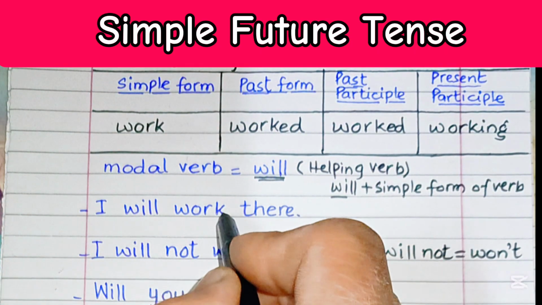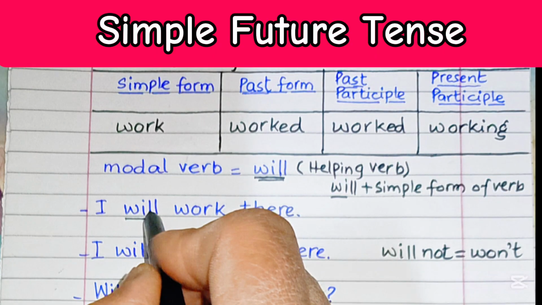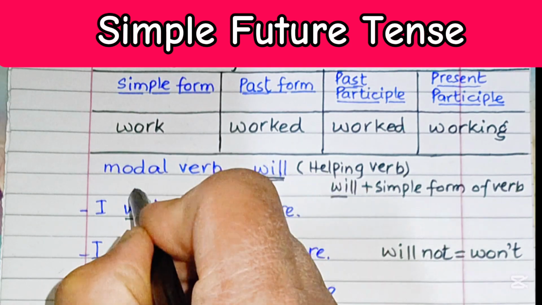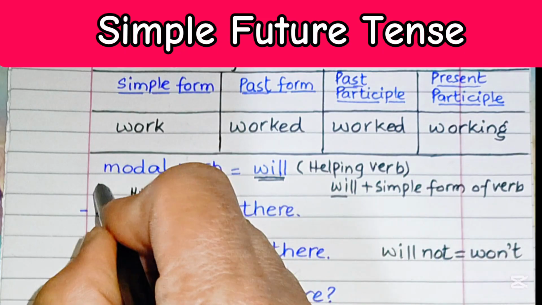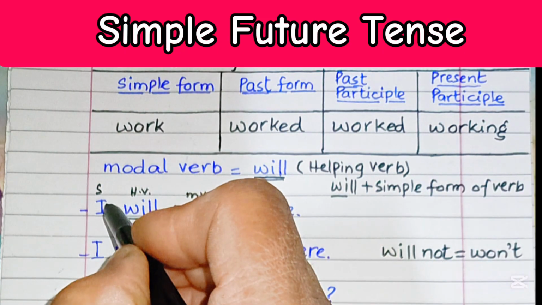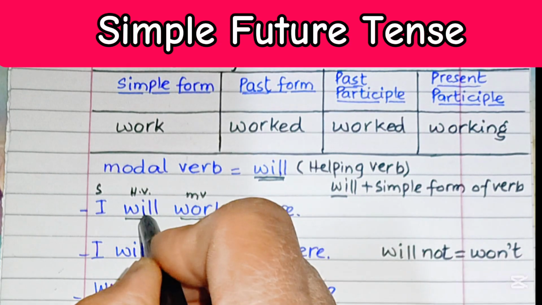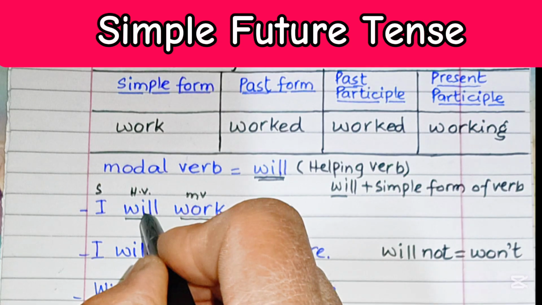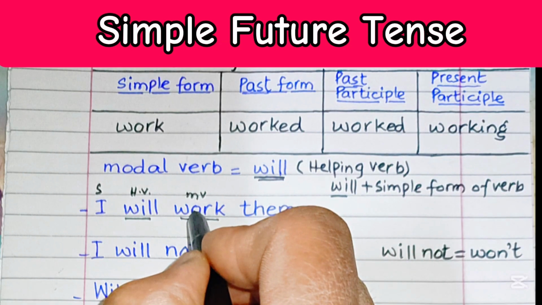I will work there. Here is the helping verb or modal verb. Here is the main verb. And this is the subject. I will work there. Here is the helping verb, or we may call it modal verb, and after this we are using the main verb. The main verb is in the simple form.